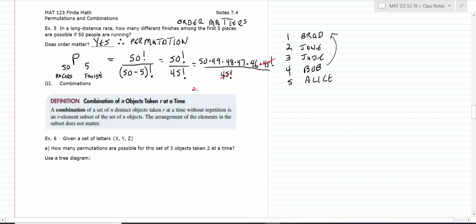So my calculator is giving me 254,251,200. So there are this humongous number, 254,251,200 ways to just randomly pick from these 50 people and put them in order in this race. That's a humongous number for that kind of a problem. So that's the idea. Now I want to take a little bit of time to show you how to do this on the calculator. I'm going to go ahead and show this now.